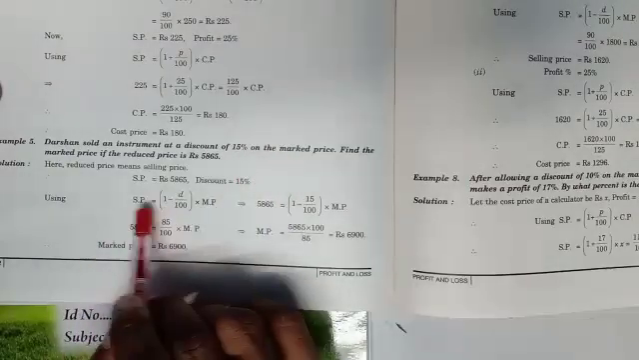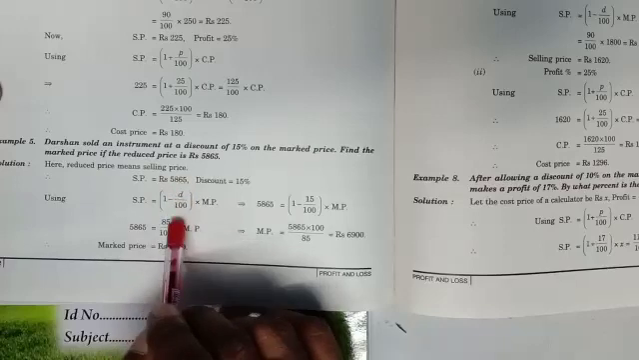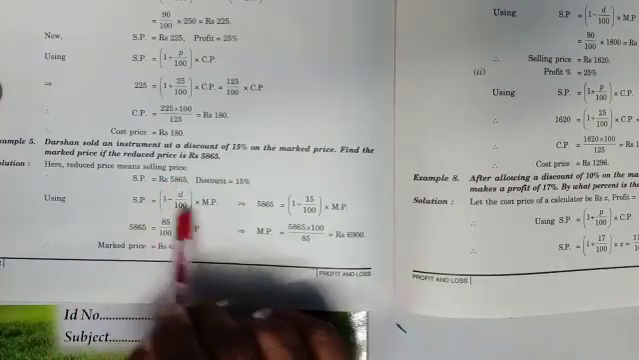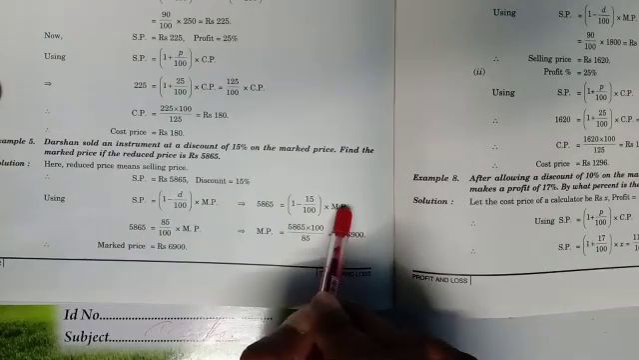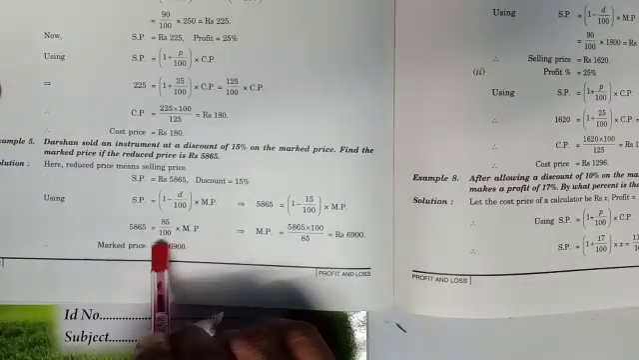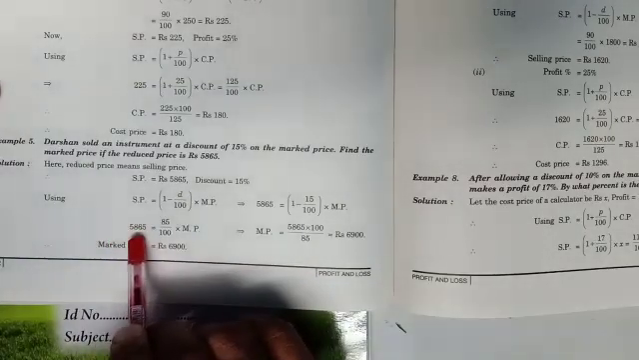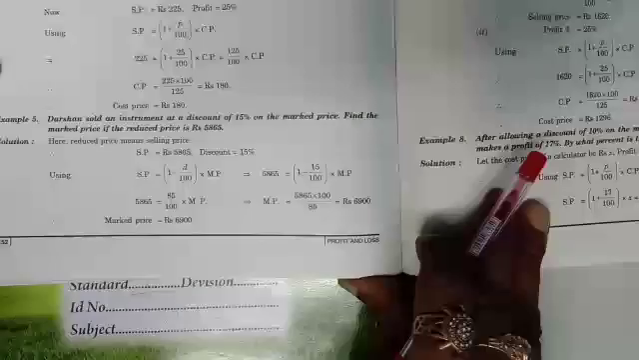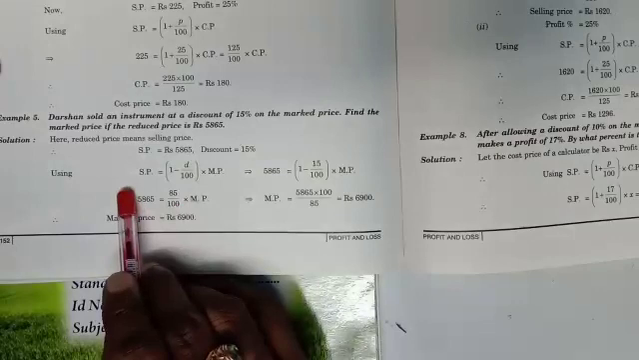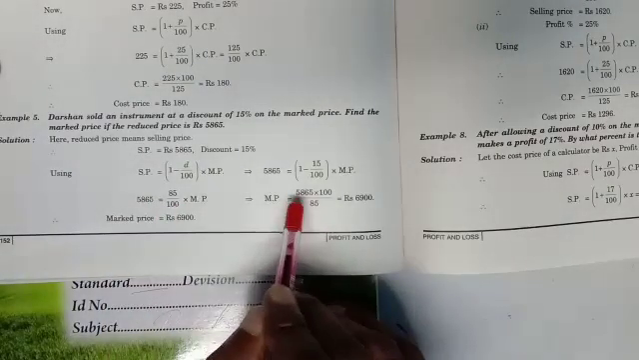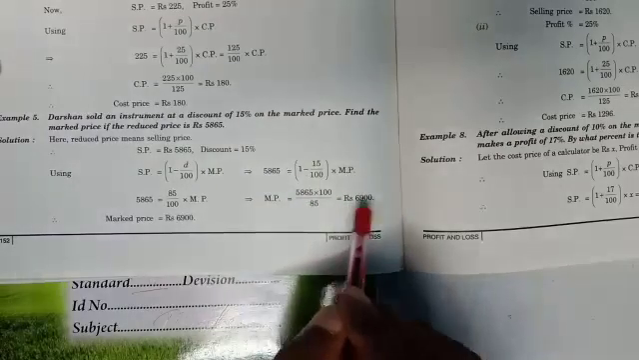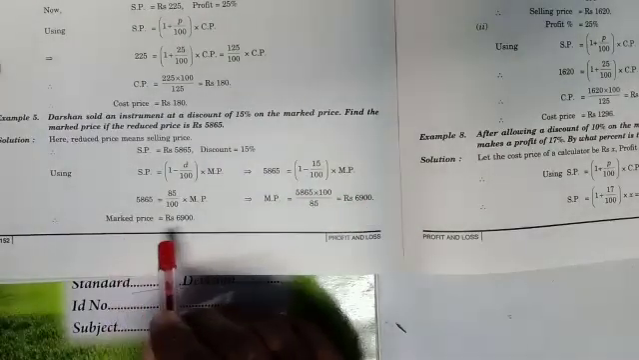Just apply the formula here. Selling price is equal to 1 minus D by 100, D stands for discount, into mark price. D given here 15%, so 1 minus 15 by 100 into mark price. Mark price is not given, that you have to find out. 100 minus 15, that is coming 85 by 100. That means 5,865 equals 85 by 100 into mark price. The mark price is equal to how much? 100 you have to multiply, divided by 85. 5,865 into 100 by 85. After simplification, I get mark price is equal to 6,900. Therefore, mark price is equal to 6,900.